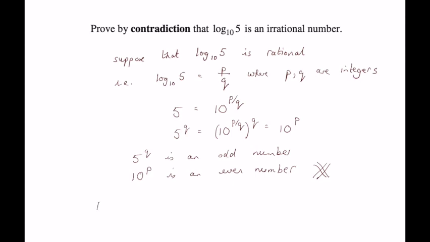And so we have, by contradiction, log to the base 10 of 5 must be an irrational number. Very, very beautiful and very simple proof.